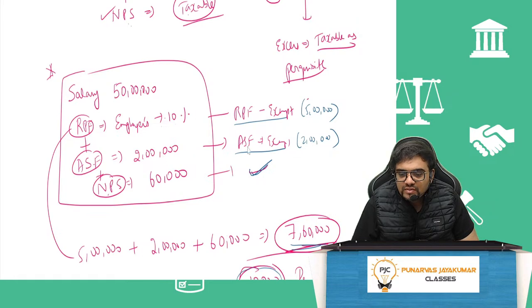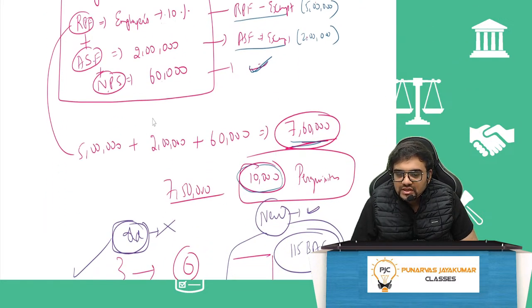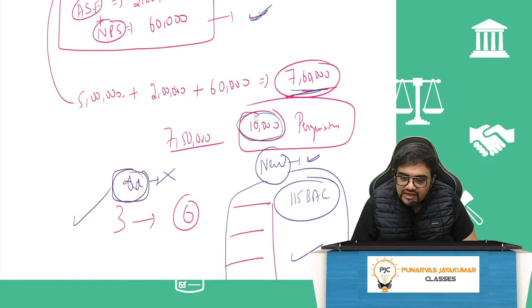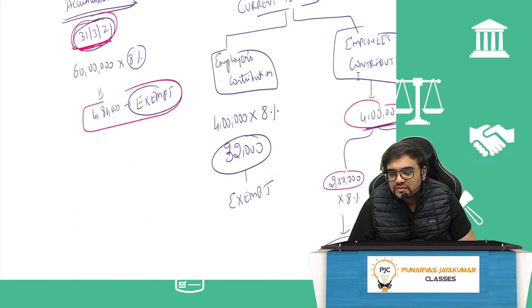ASF superannuation fund, how much am I giving? 2 lakh. NPS 60,000. How much am I paying overall? 5 lakh plus 2 lakh plus 60,000, 7,60,000. Is it exempt within those limits? Yes. But here, 5 lakh plus 2 lakh plus 60,000 is 7,60,000. Against 7,50,000, it's exceeding by how much? 10,000. So they have added 10,000 also as perquisite.